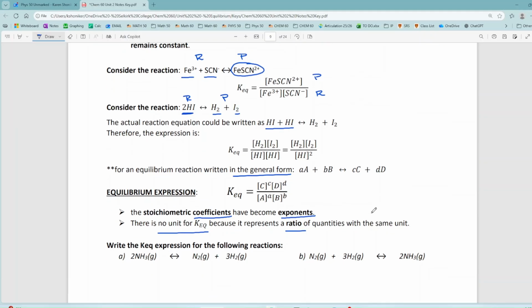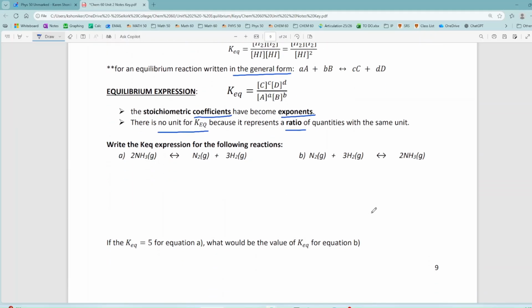So let's practice. We're just going to take these two examples and write their expressions for Keq. So Keq equals products over reactants. So for this one, I have a nitrogen product, and it's going to be multiplied by a hydrogen product. Because the hydrogen has a coefficient of 3, that's going to become the exponent. And then my reactant is just this ammonia, so I'm going to have NH3, and then the coefficient becomes the exponent. All right, pause the video and give the next one a go.